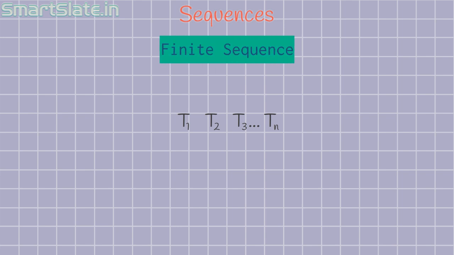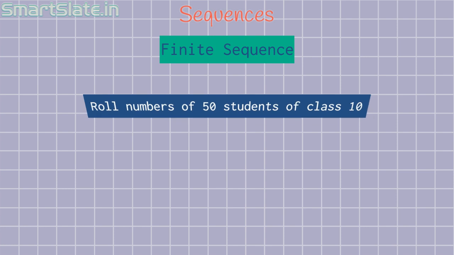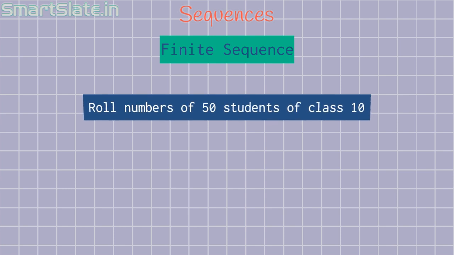If the terms of the sequence are finite in nature, then the sequence is called as finite sequence. For example, roll numbers of 50 students of class 10. Here, number of terms, that is, number of students or n is finite, which is 50. Hence, this is called as finite sequence. And these types of finite sequences are represented as T1, T2, T3, so on up to Tn.